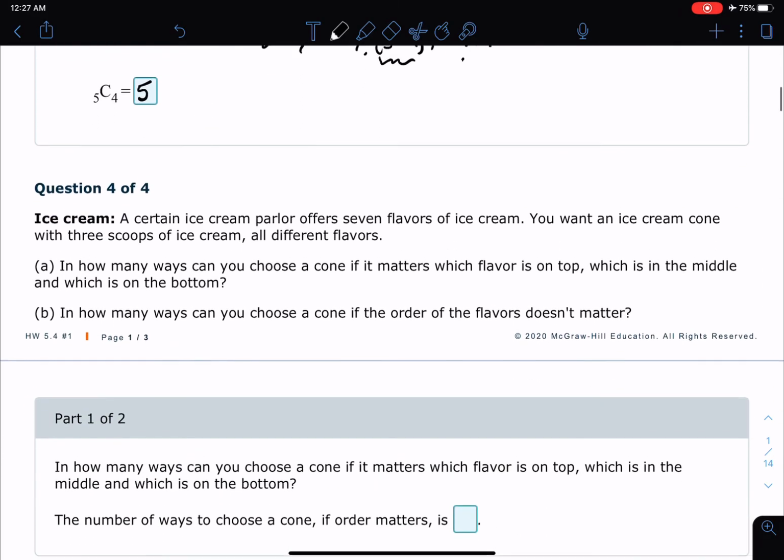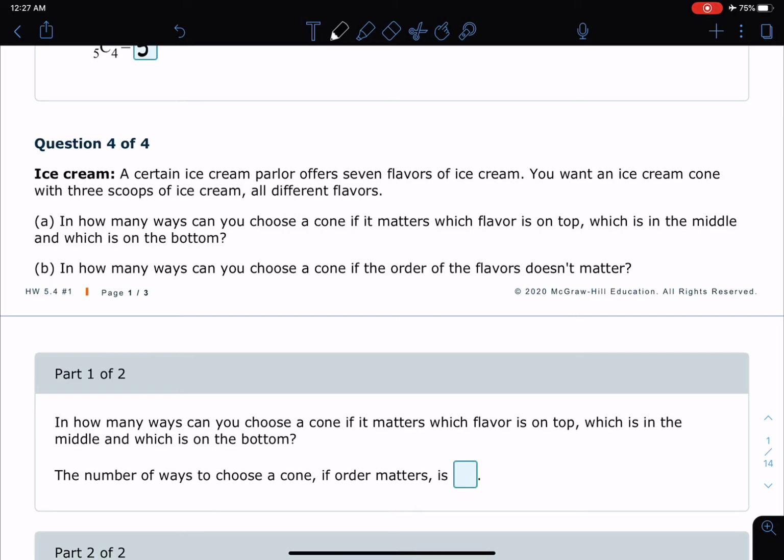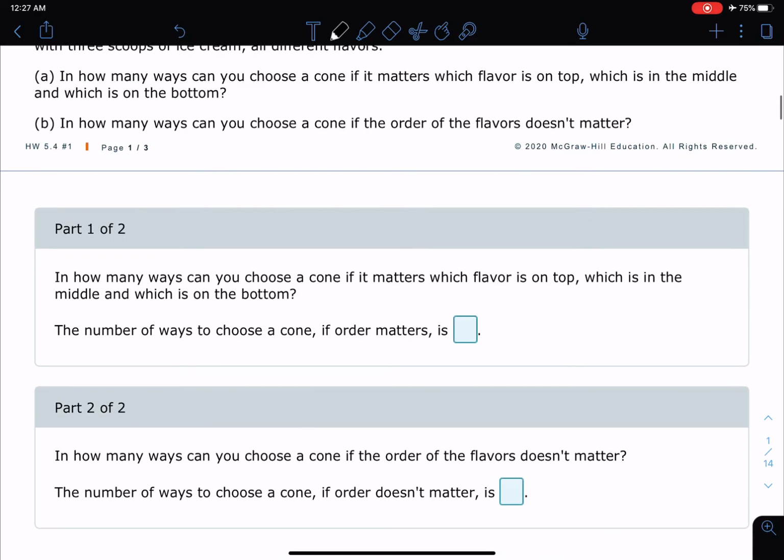And there we are, already on our last problem. This is the ice cream question. It says, a certain ice cream parlor offers several flavors of ice cream. You want an ice cream cone with 3 scoops of ice cream, all different flavors. Part 1: in how many ways can you choose a cone if it matters which flavor is on top? Wow, that's one picky kid, right?